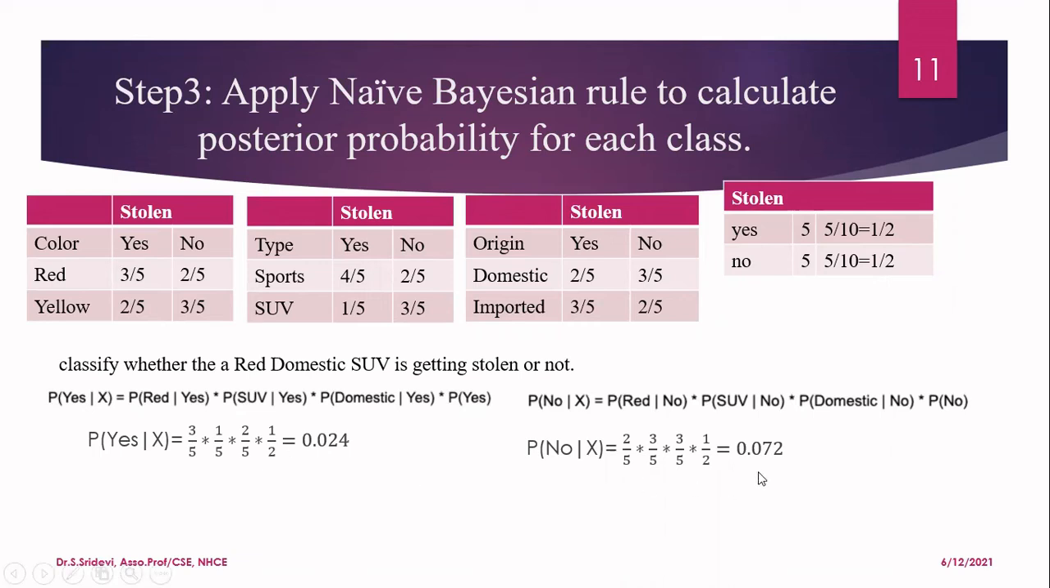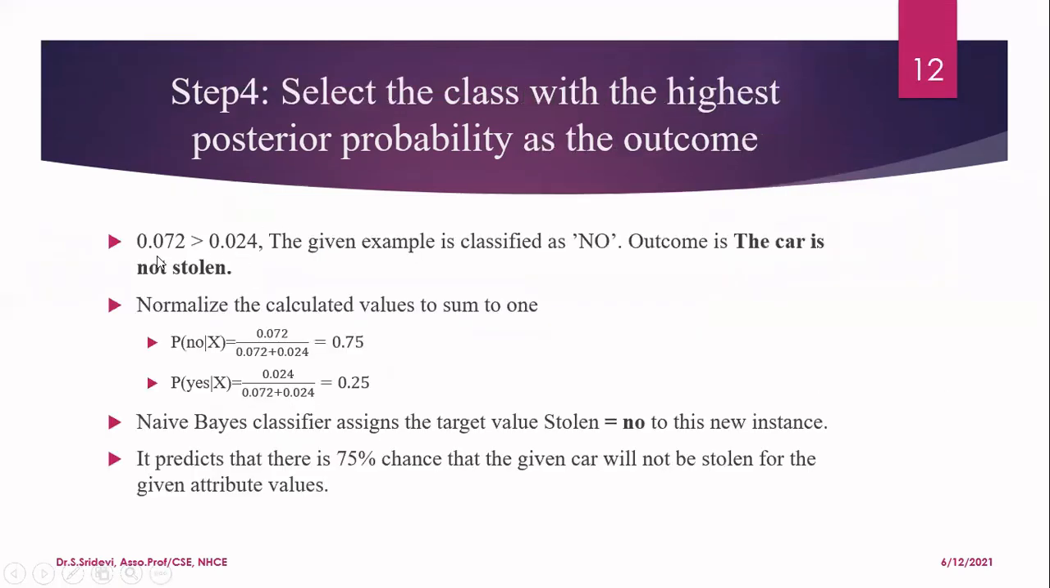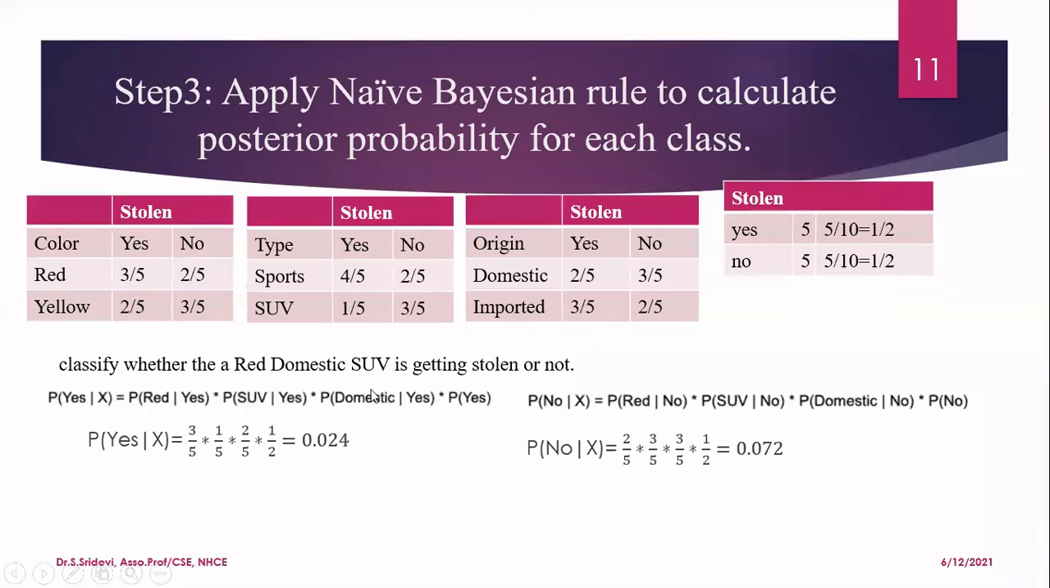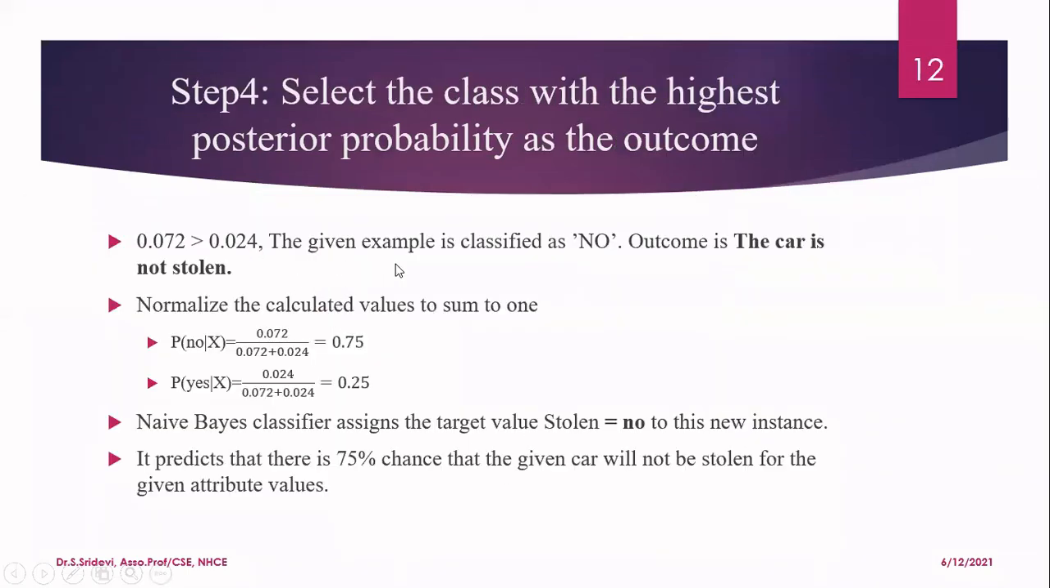And you got 2 different values. Out of these 2 values, you find out which is the value with highest probability. Okay. So here 0.072 is greater than 0.024. Therefore, the highest probability, 0.072, corresponds to no. So you can say that the given example is classified as no, and the outcome is the car is not stolen. Okay, so this is the outcome we are predicting from the particular example.